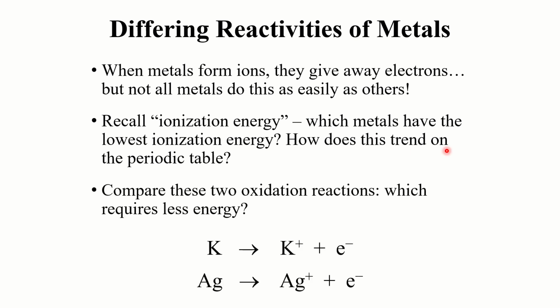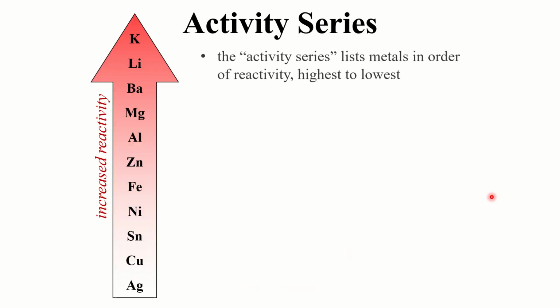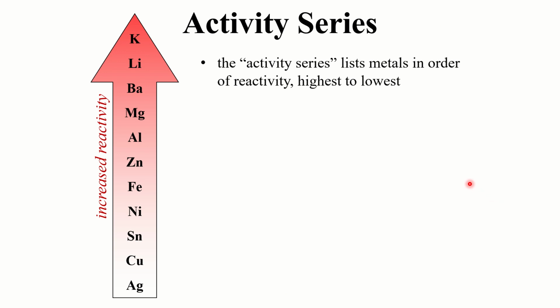So if we compare these two oxidation reactions, which requires less energy, the answer would be the first one. Potassium is number 19 in the periodic table towards the far left. Silver is number 47, roughly in the middle. So though silver is one row lower, potassium is much further to the left. Because of this, potassium has a lower ionization energy, and so this oxidation reaction would require less energy than this one would.